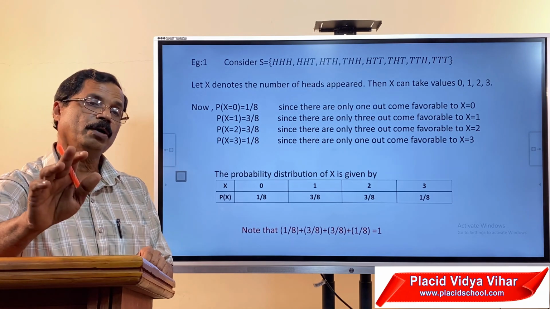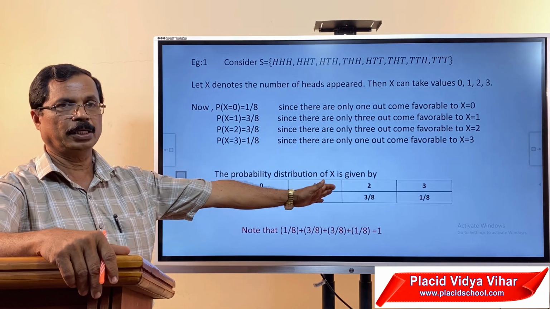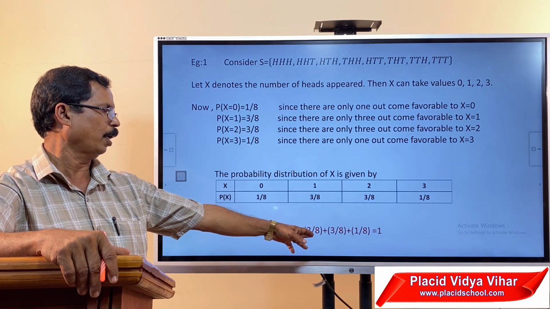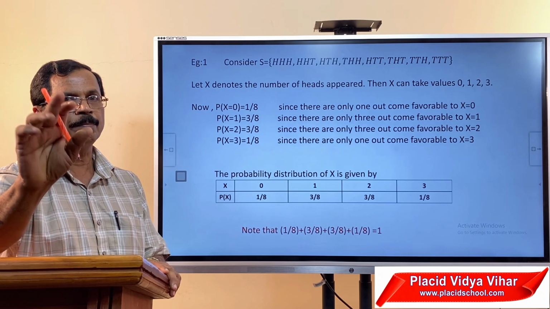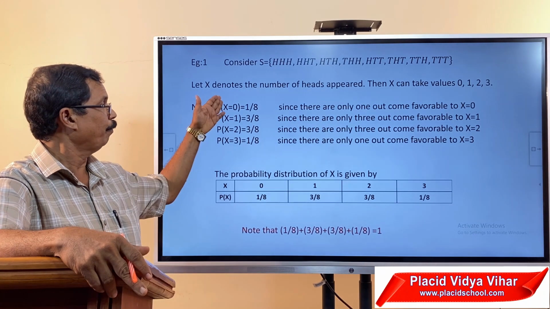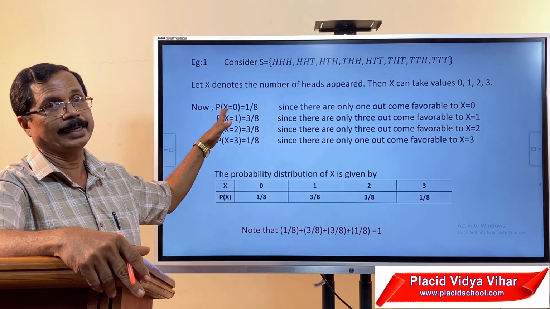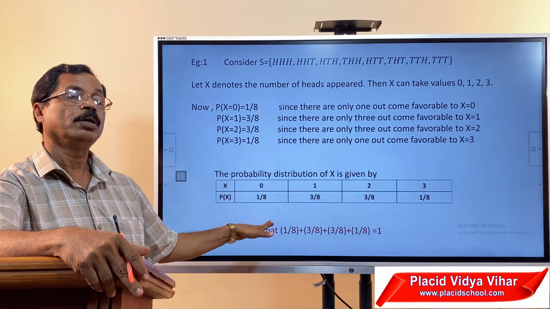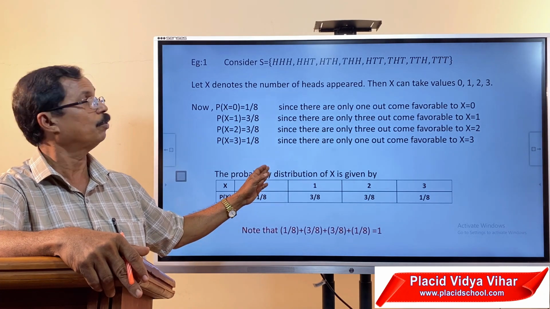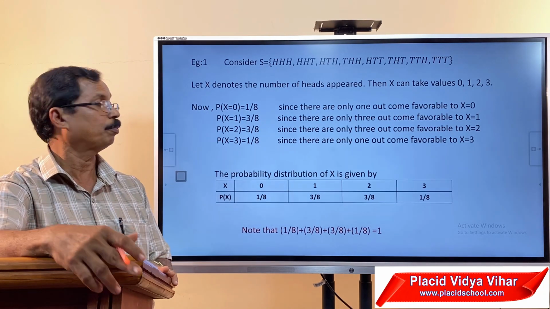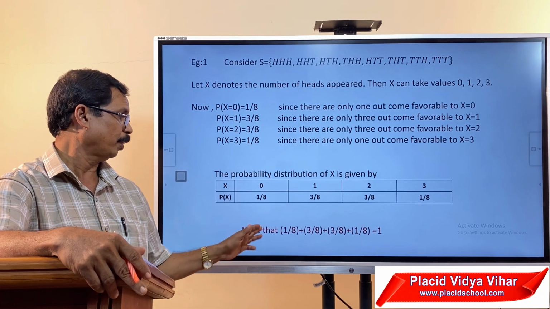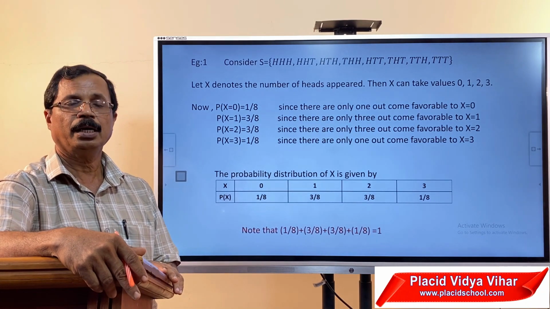For that, you take all the probabilities and take their sum: 1 by 8 plus 3 by 8 plus 3 by 8 plus 1 by 8. If the sum is 1, your answer is correct. If there is any change, you have to go through the previous things you have written. So you have to check whether the answer is correct or not in each case. If you are doing a problem related to probability distribution, after preparing the table, you have to check whether it is correct or not. What is the idea?